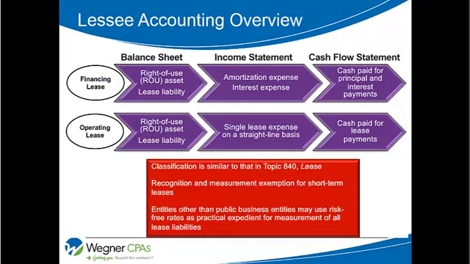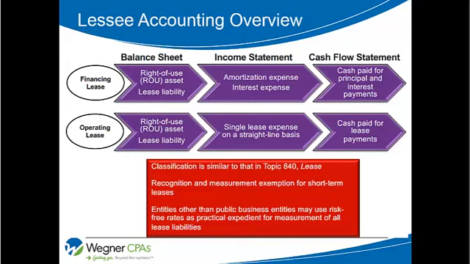If it's an operating lease, you'll just have the single lease expense on the straight line basis and cash paid for lease payments. So really the only difference with the operating lease, before you only used to have the income statement and the cash flow statement impact, you now will have to put it on the books as a right of use asset and a lease liability.